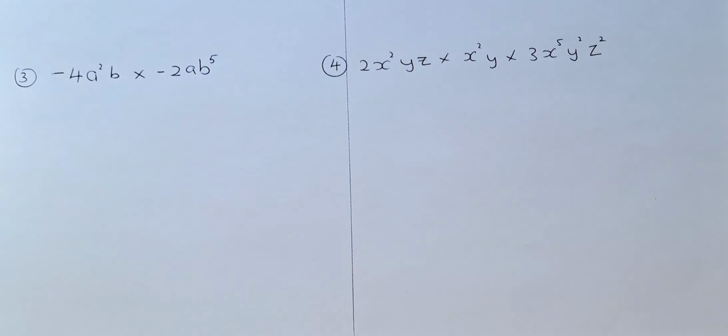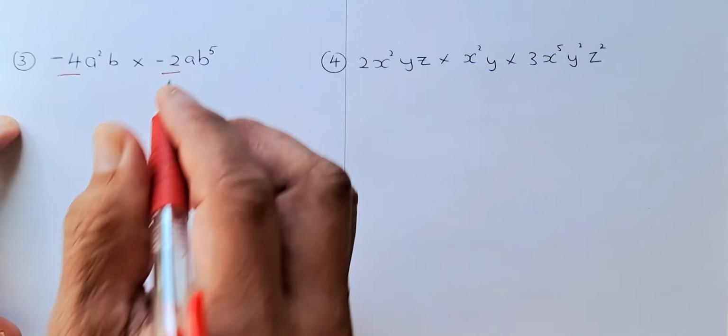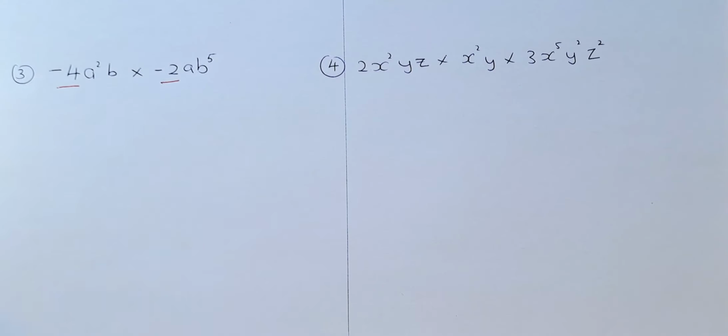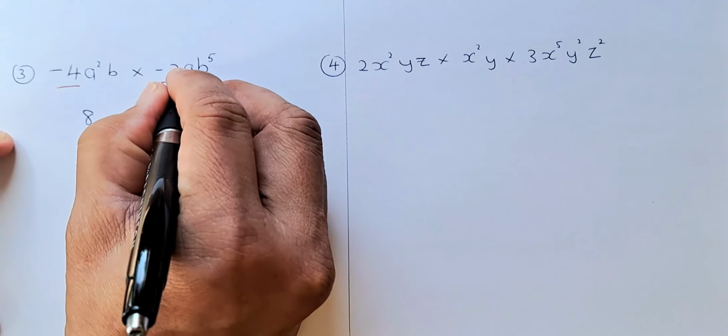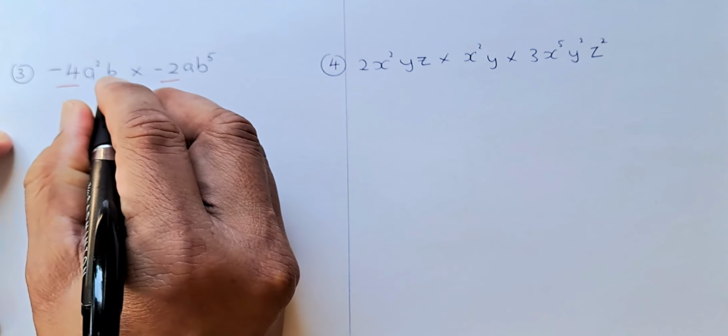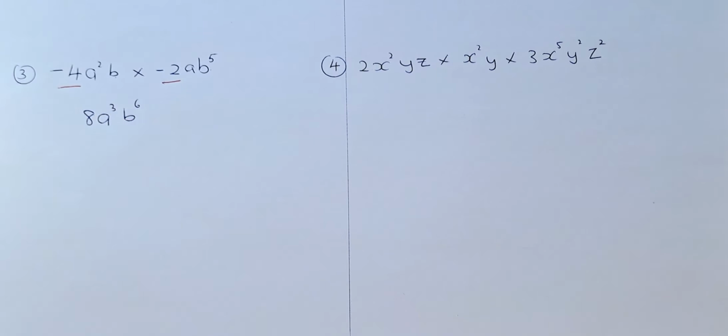Minus 4a squared b multiplied by negative 2ab^5. So what you do again, you multiply the numbers with numbers. Negative 2 times negative 4 is going to give you positive 8. a squared times a is going to be a cubed. b times b^5 is b to the power of 6.